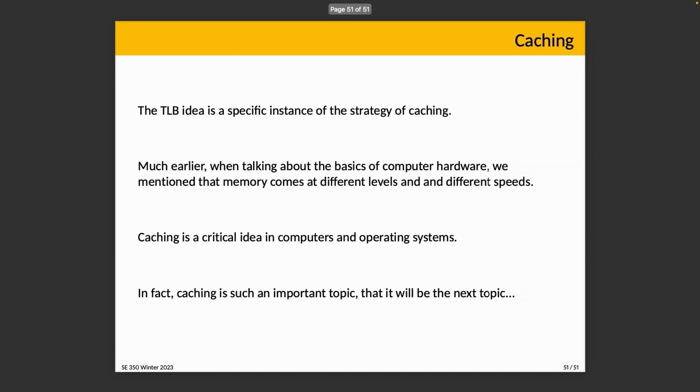And the TLB, it turns out, is a specific instance of the strategy of caching. If you remember earlier introductions to the idea of memory, we said there are different levels of memory and they come at different speeds and different trade-offs. One of the things we talked about was CPU cache. Caching is a critical idea, and it's so important that we need to take a digression from our discussion of memory in general to talk about caching. So that's going to be our next lecture topic.